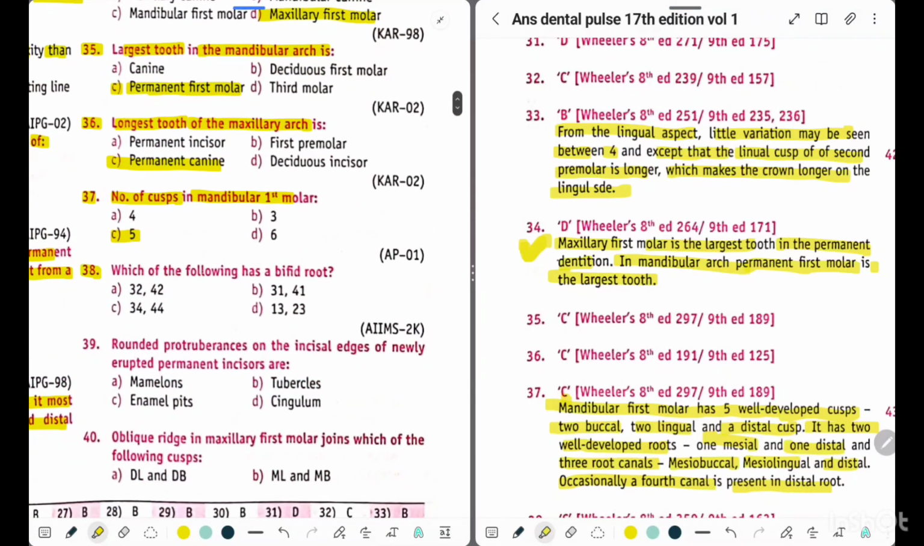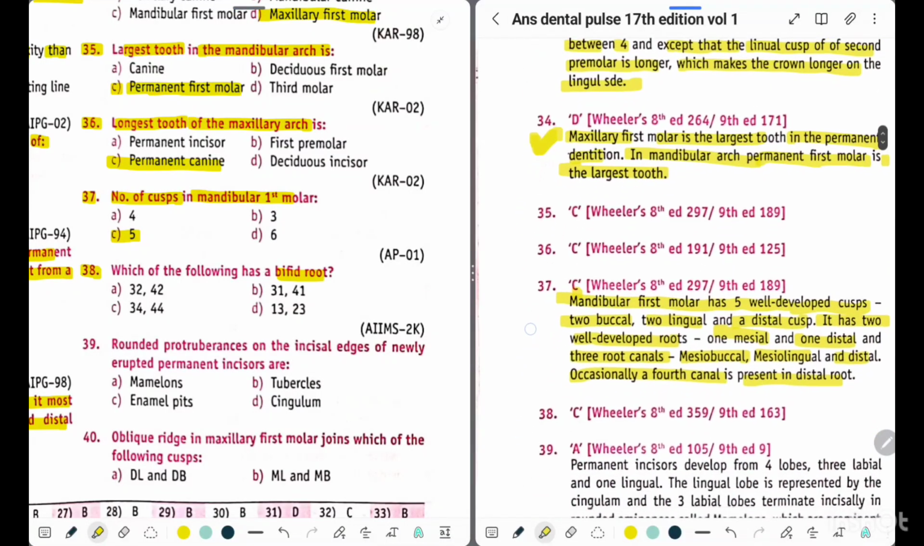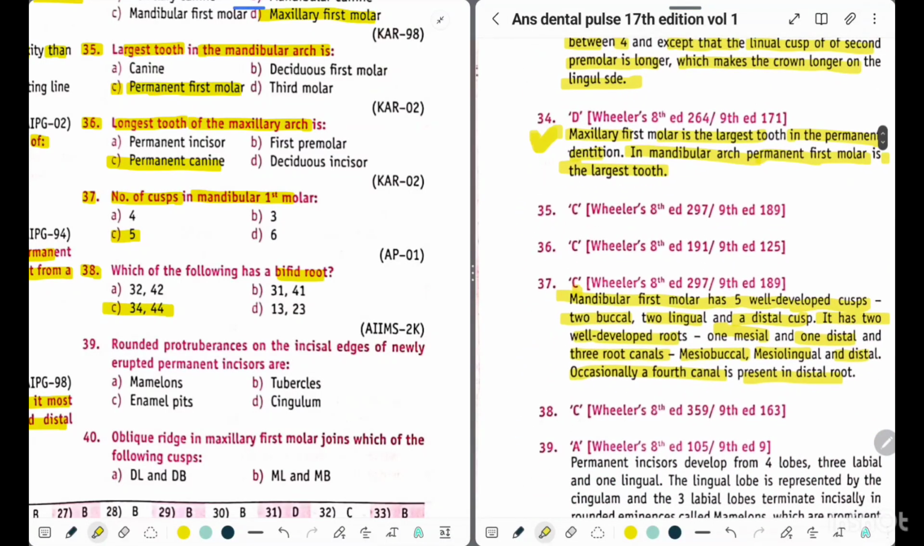Question 38. Which of the following has a bifid root? Its answer is C, 3-4 and 4-4. Mandibular first premolars, both left and right, have bifid root.